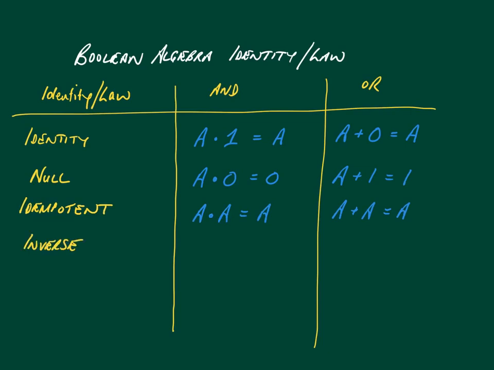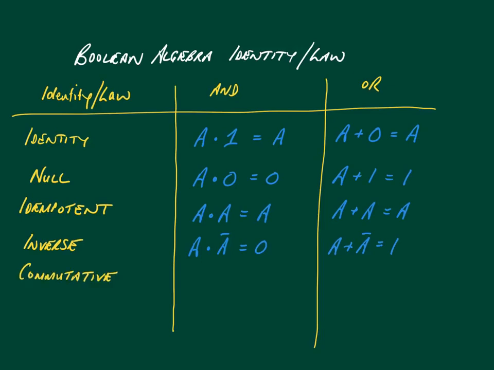So with inverse, you're applying negation to one of your inputs. If we have A and not A, then you're always going to get 0. And if you apply A or not A, you're always going to get 1, because one of the values is going to be 0 and one of the values is going to be 1.